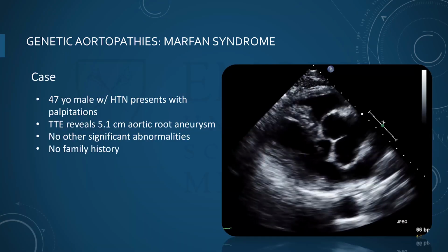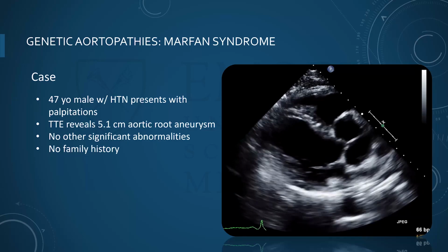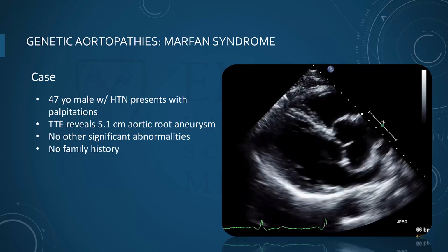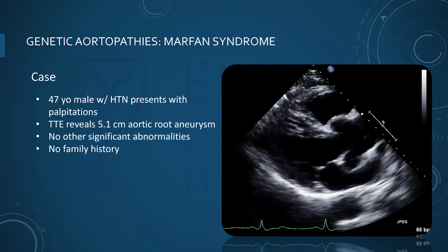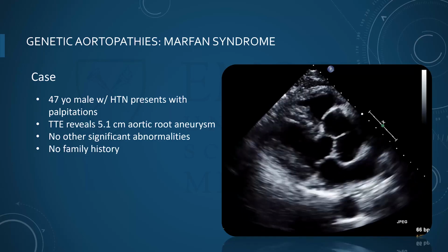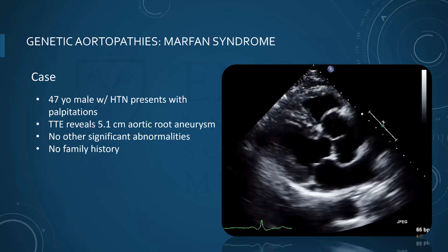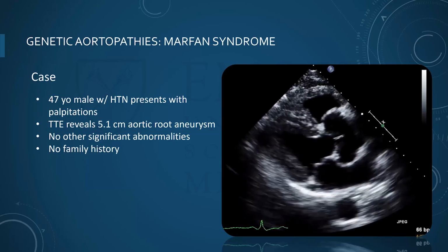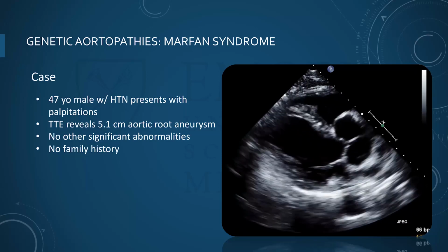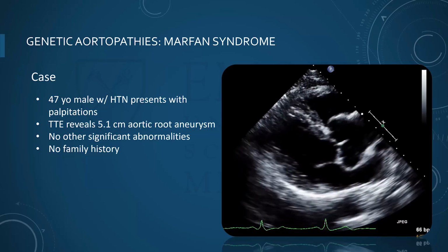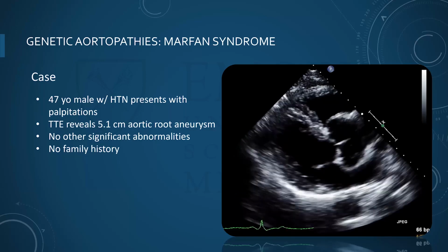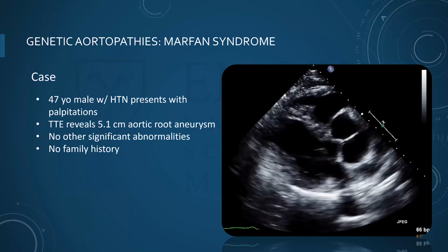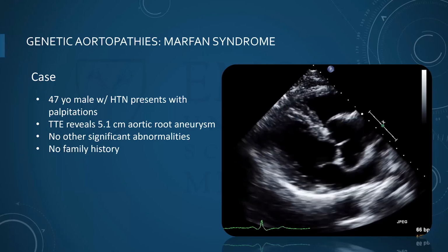So this case itself was one that we saw here at Emory. It was a 47-year-old male with a 10-year history of hypertension that was well managed on medicines. He presented with palpitations and ultimately had an echo done that showed a 5.1 centimeter dilatation of the aortic root. He had no other abnormalities on imaging, no other family history, no other significant abnormalities that we could find. He generally did well.